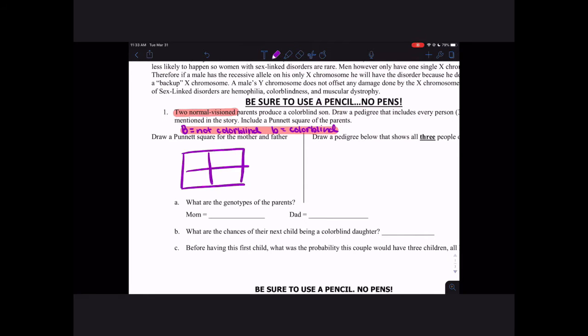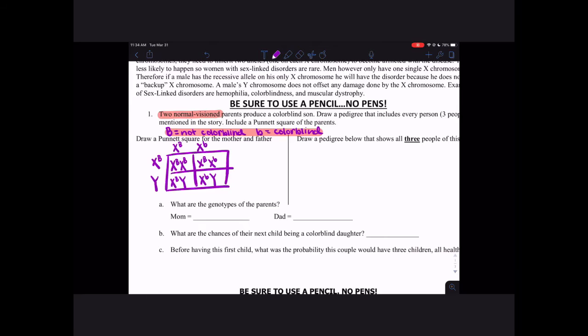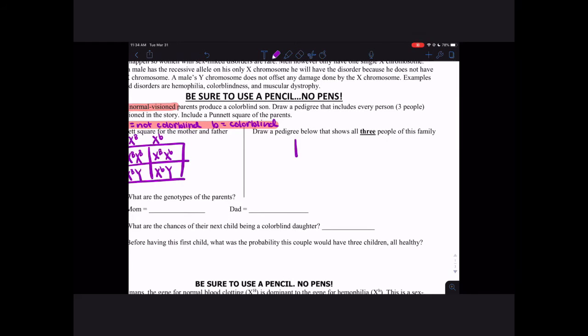Okay, so we know that the father has normal vision, which means that he has a capital B allele. Since the son still turned out to be colorblind, we know that the mother must be a carrier for colorblindness, meaning that she has the capital B for not colorblind, but she also has a lowercase b allele for colorblind. If we go ahead and draw out our Punnett square, we see that the result shows that they could have a colorblind son.